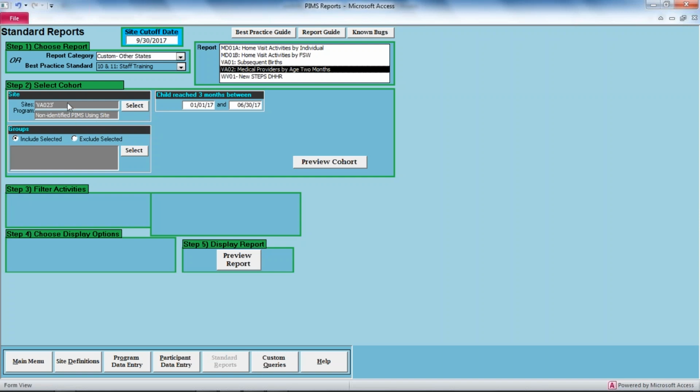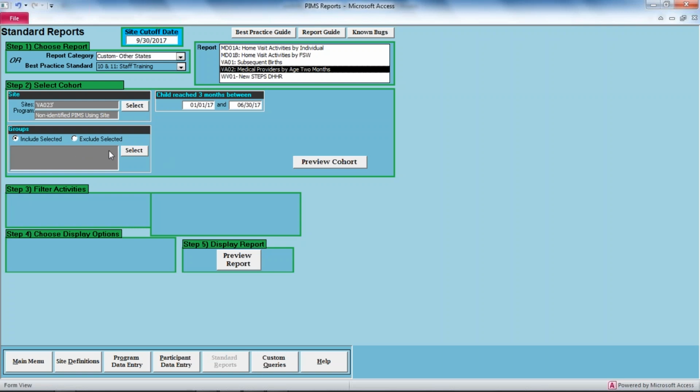Generally, you're not going to change anything in this first portion. You've got your site and you've got the site name here. You're not going to be changing that every time you run a report. But you might change whether you're including or excluding selected groups. If you want to run the report for a smaller group, or you want to exclude a group who doesn't qualify for this analysis, a group that you've set up.